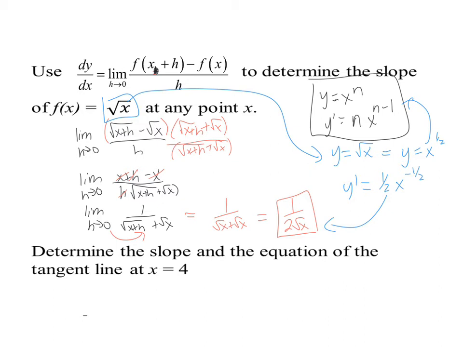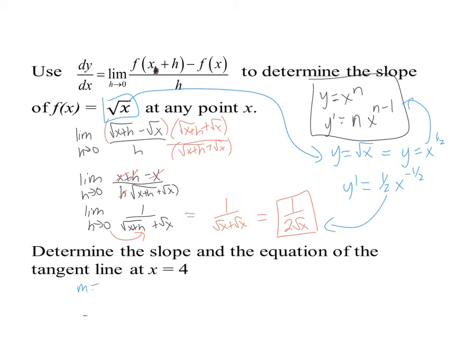And yes, indeed, because x to the negative half is the same thing as the square root on the bottom of the fraction. So those two things are exactly the same. So the nice part is it looks like this rule is going to work for square roots as well, not just polynomials.